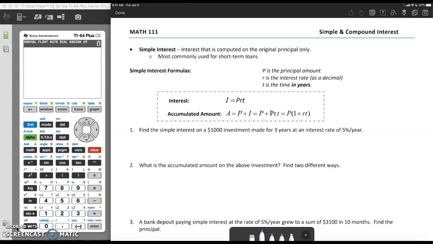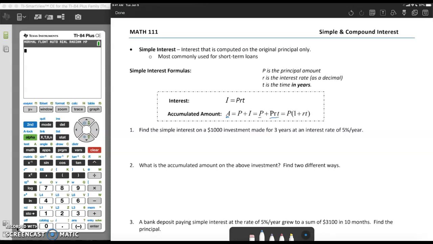So we've got two different interest formulas that we could use. The I equals PRT, just to find the interest. And then we have the accumulated amount, which there are two different versions of that. Both of them are solved for A, like what's the accumulated amount? That's the principal plus the interest, which could be calculated by doing the principal plus PRT, since PRT calculates interest.